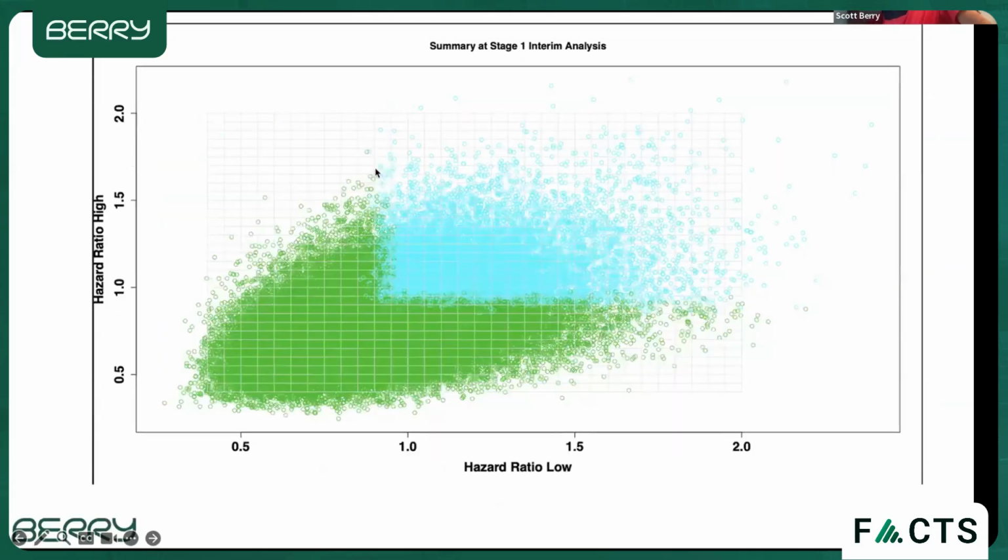Here are the hazard ratios that would be associated with those same p-values. So if you saw a hazard ratio of 0.8 on one arm and 1.2 on the other arm, you're going to stage 2. Is that a good decision?